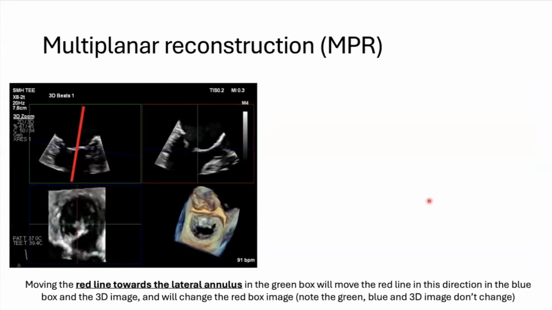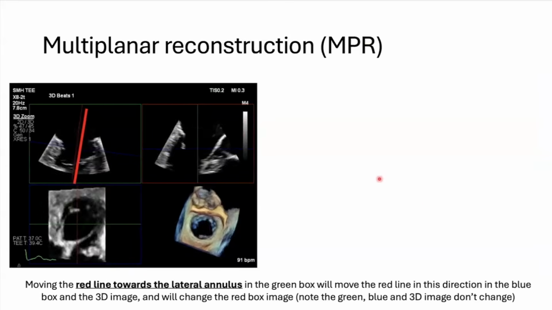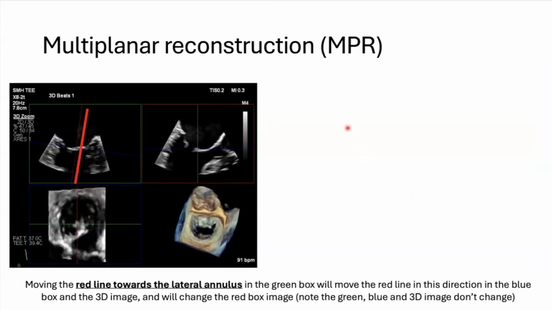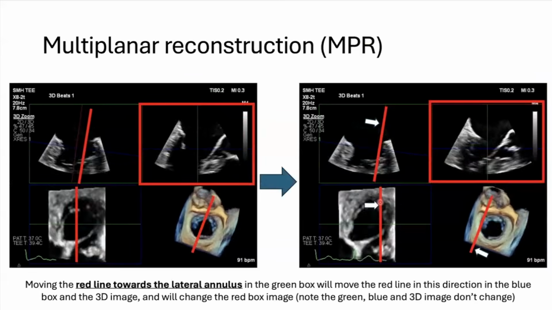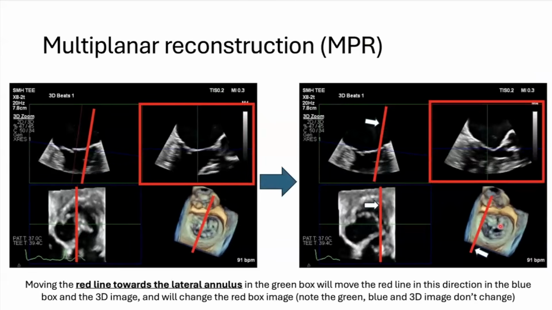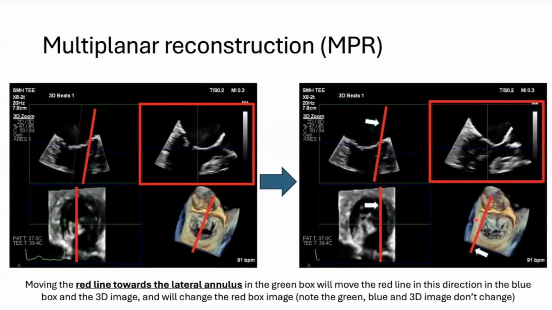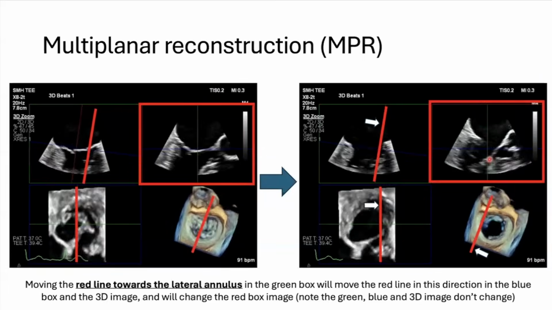So let's understand what happens when we start adjusting these lines. When you take the red line, for example, and let's say we decided to move more laterally here, well, what will this do? This will move the red line in the other planes, like the blue box or the 3D, more laterally. And that's what you see here. It's obvious on the 3D image that we move more laterally away from the middle. And what it will do is change the red box to reflect that new position.